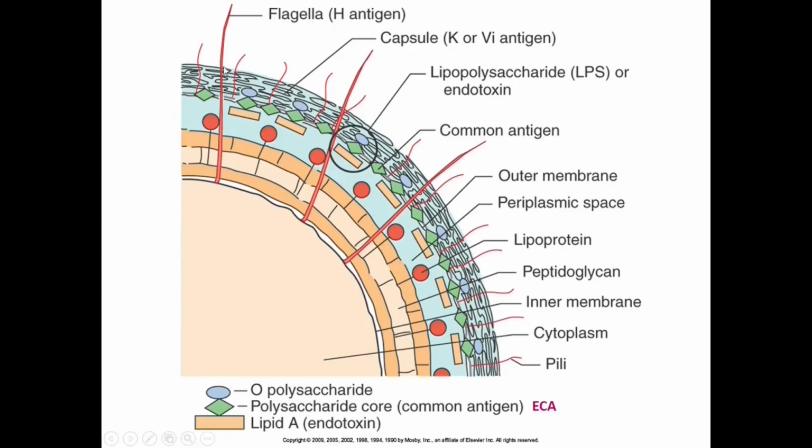This is the flagellar antigen or the H antigen. Then you have the capsule antigen. Then you have the lipopolysaccharide. In the lipopolysaccharide you will have this O antigen. This is a polysaccharide core antigen, and this is a lipid. These are all here in the cell wall.